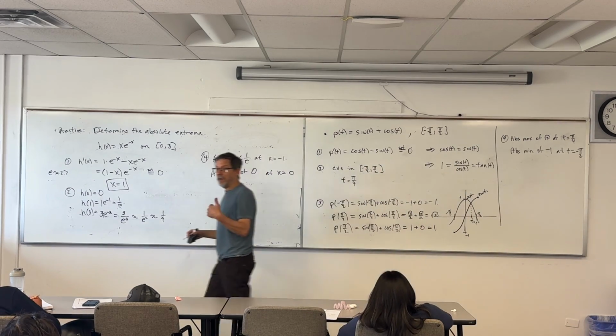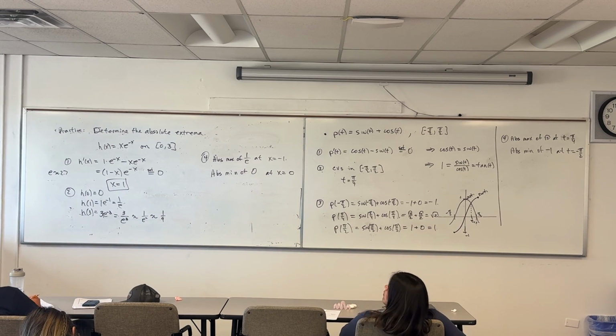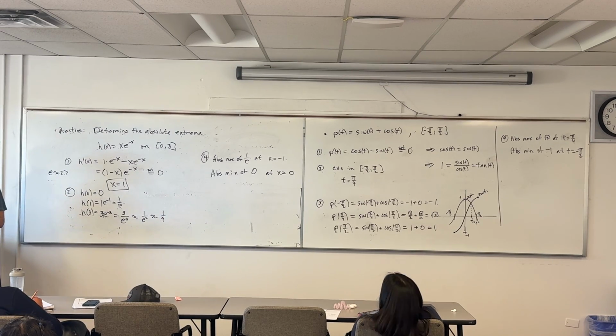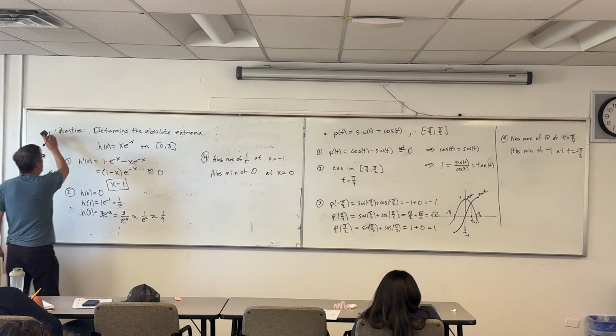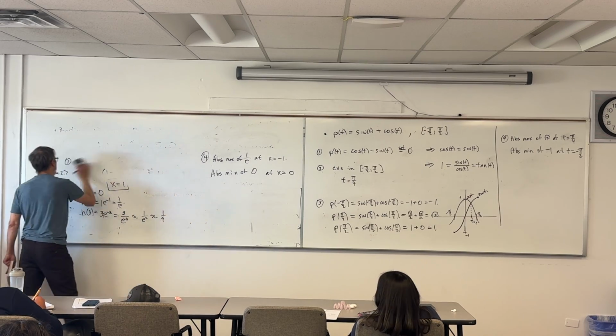Good, good, good. Absolute max of root 2 at pi over 4. Absolute min of -1 at the left endpoint. Any troubles, questions, things we should talk about? Okie doke. I got one that I want to ask you a slightly more general question about.